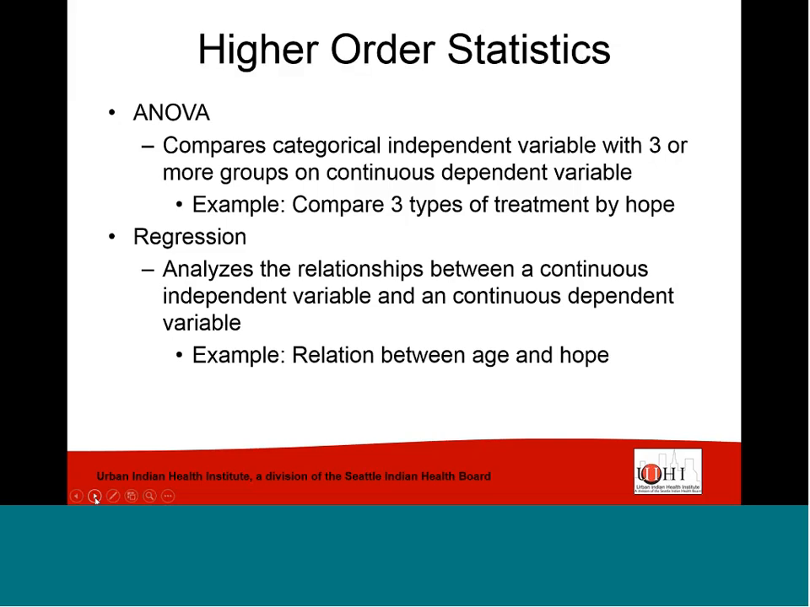A regression is pretty much the same thing as an ANOVA, except that it analyzes data on a continuous basis rather than on a categorical basis. So an example would be looking at the relationship between age and hope, because maybe hope improves as we get older, or maybe it drops in certain times and stages in our life. Maybe it drops during adolescence, maybe it drops during elderhood, but a regression would help you look at the changes across variables in a more continuous fashion. Next slide.